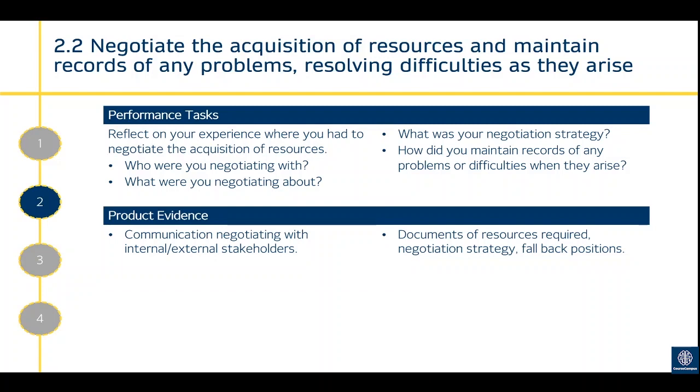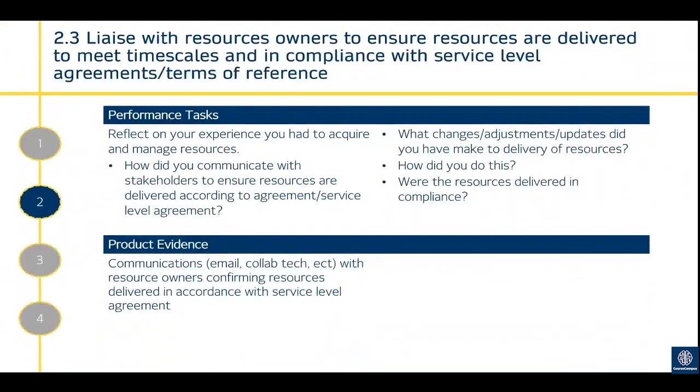Product evidence for this could be communication negotiating with internal or external stakeholders. It could also be documents of resources required, your negotiation strategy or fallback positions. A lot more detail can be found looking at the outcome in the communications unit.